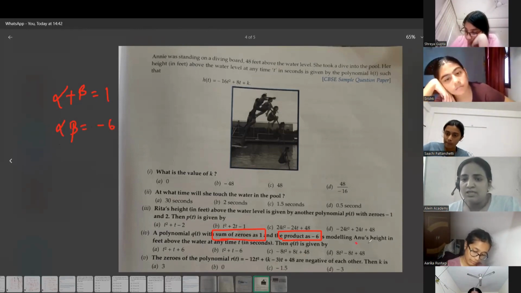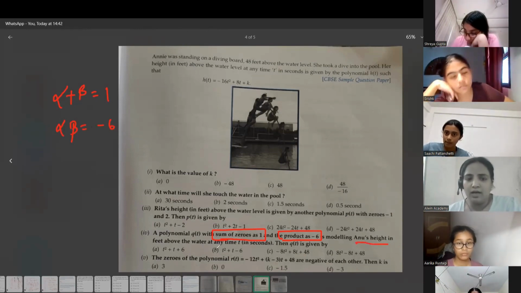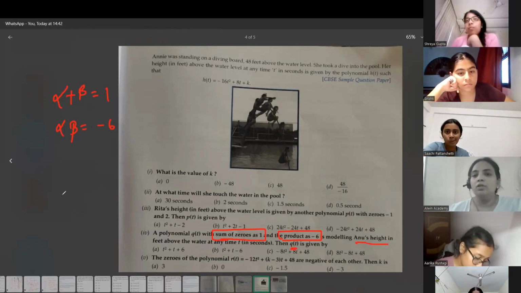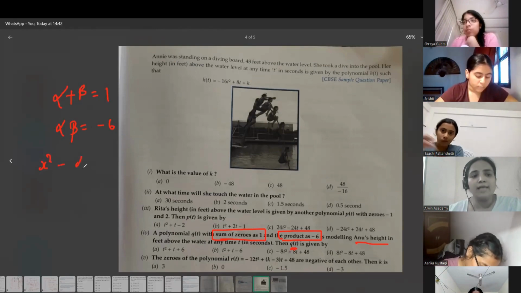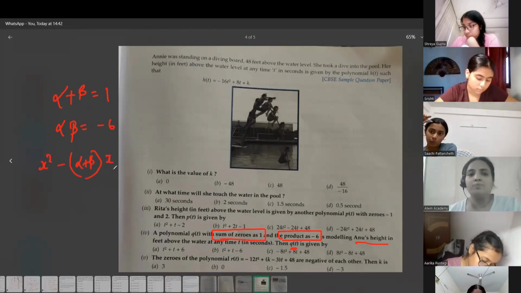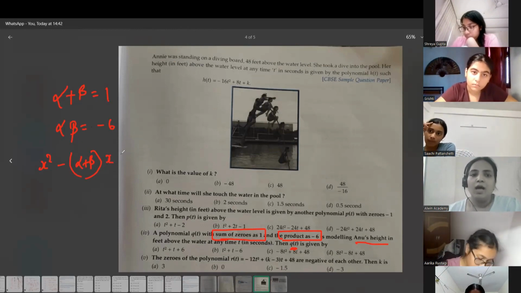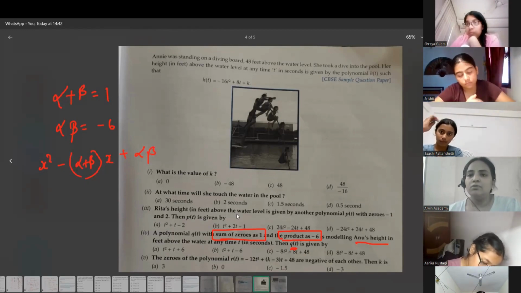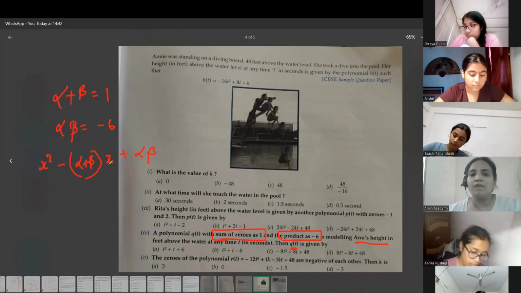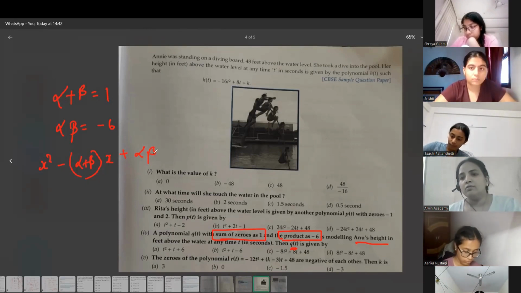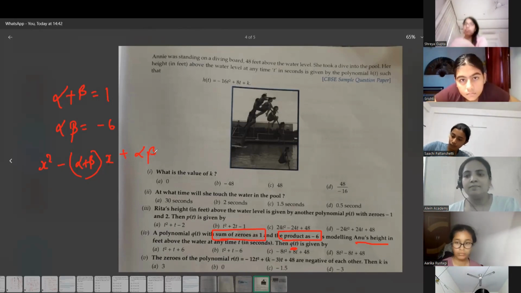Now this is like Anu's height modeling above the water level at any time t in seconds. So then q(t) will be what? You know x square minus (alpha plus beta)x. Sum of zeros means alpha plus beta, right or not? And plus alpha into beta. Product means alpha into beta, right or not, everyone? Clear or not? Sum of zeros is alpha plus beta, no? And product is alpha into beta. Purvi, is this not clear?